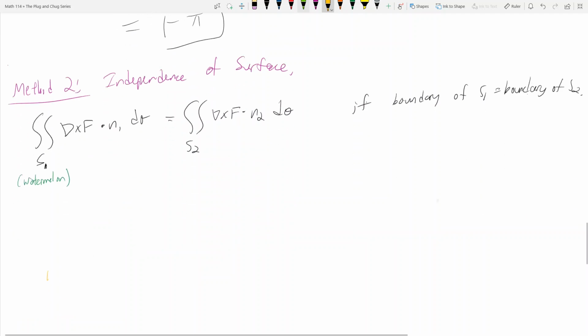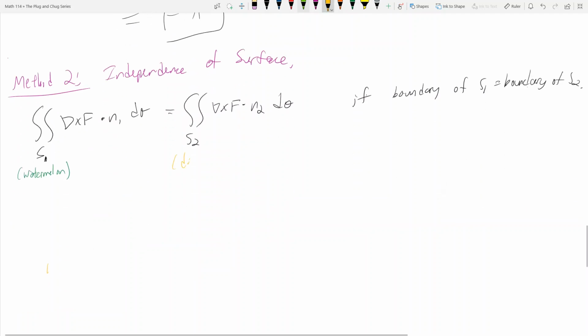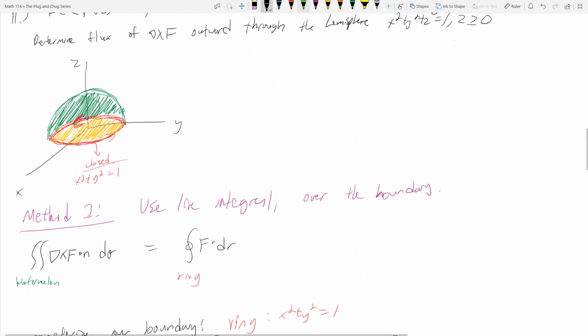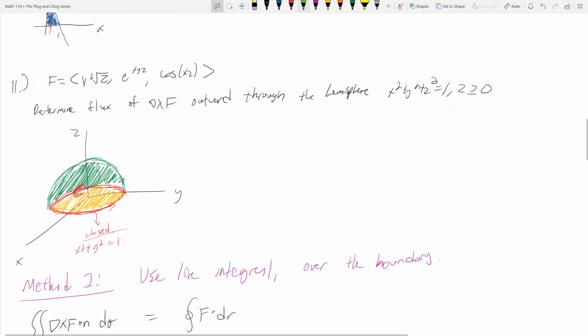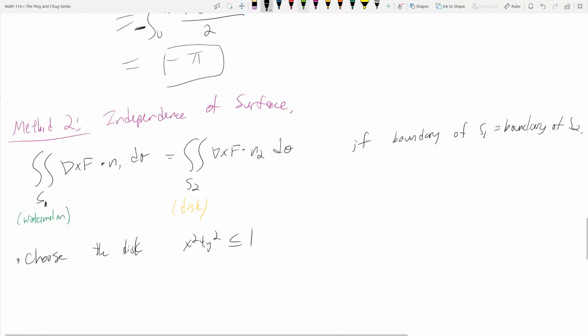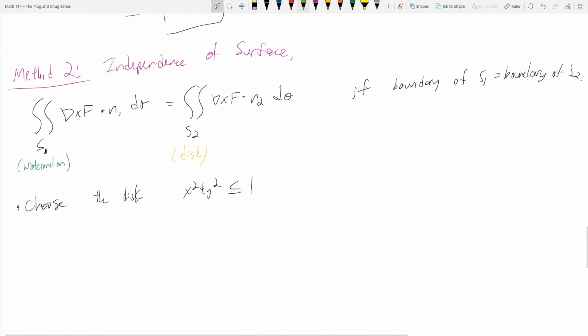And why is that? Well, we'll see why. So we're going to choose this disk in the xy plane. So choose the disk x squared plus y squared is less than or equal to 1, right? Why is it less than or equal to 1? Well, the boundary is equal to 1. So if we want the yellow guy on the inside, then that has to change to a less than or equal to sign, right? So choose the disk x squared plus y squared is less than or equal to 1 at z equals 0 as S2, okay, which is the yellow disk.